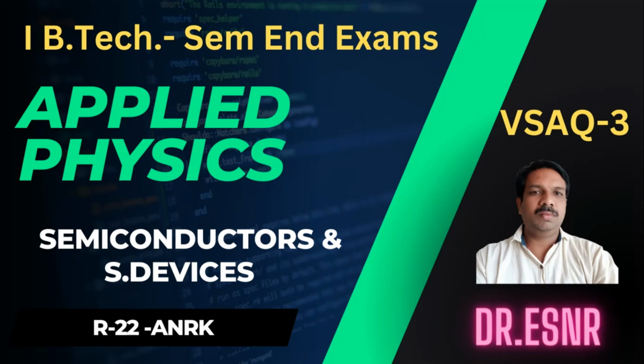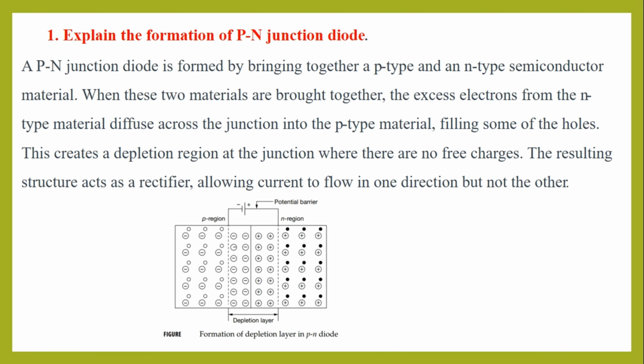We are going to see the third part of very short answer questions from semiconductors and semiconducting devices. The first question is: explain the formation of a PN junction diode. A PN junction diode is formed by bringing together P-type and N-type semiconducting materials. When these two materials are brought together, the excess electrons from the N-type material diffuse across the junction into the P-type material, filling some holes. This creates the depletion region.